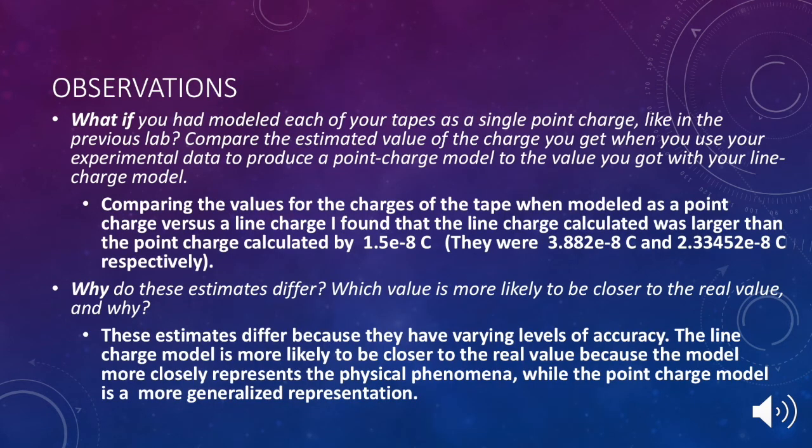A few observations that were made: when comparing the values for the charges of the tape when modeled as a point charge versus a line charge, I found that the line charge calculation was larger than the point charge by approximately 1.5e-8 coulombs. The line charge calculation was 3.882e-8 coulombs, and the point charge was 2.334e-8 coulombs. These estimates differ because they have varying levels of accuracy in their computation. The line charge model is more likely to be closer to the real value because the model more closely represents the actual physical phenomena, while the point charge model is a more generalized representation.